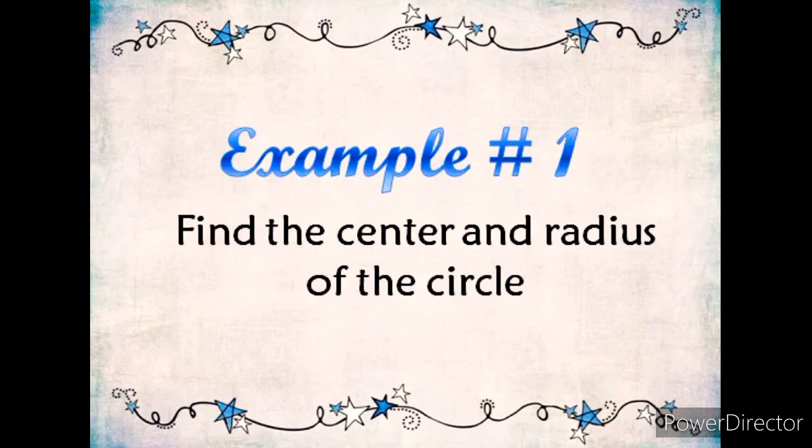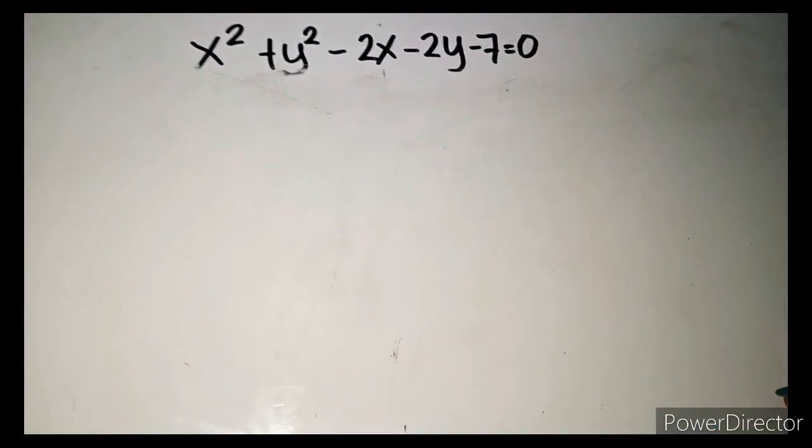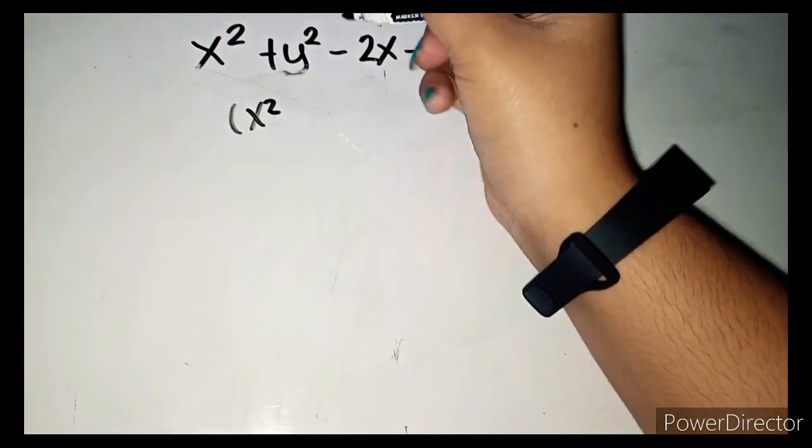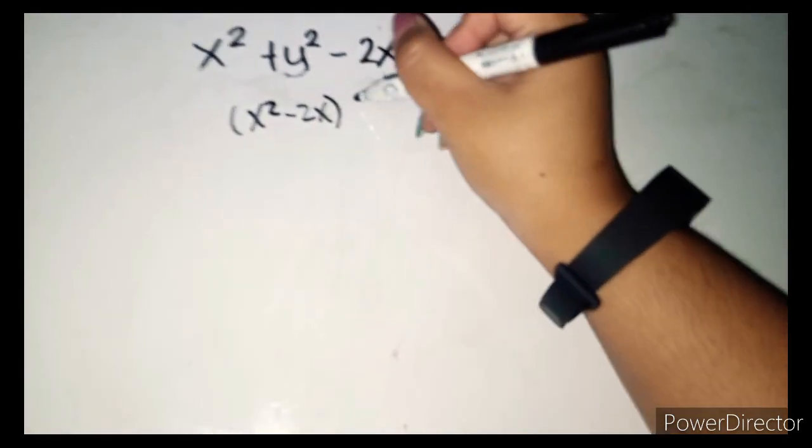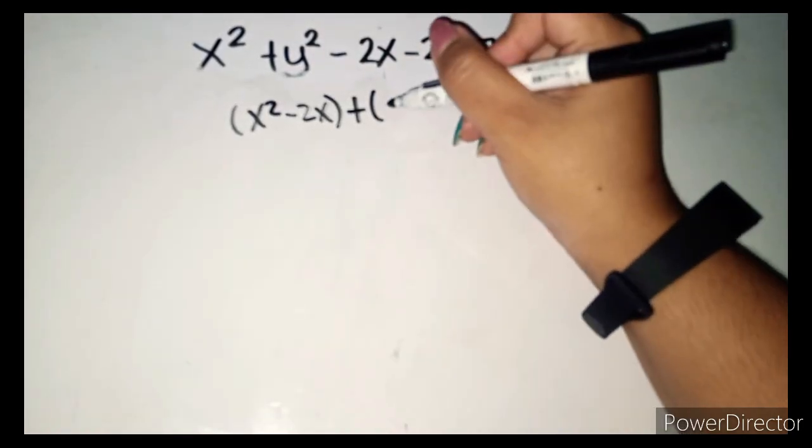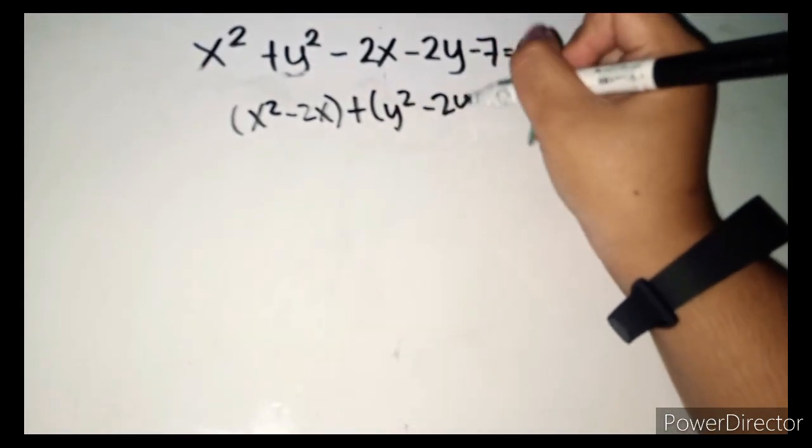We need to find the center and the radius of the circle. Okay, so let's have an example. We have x squared plus y squared minus 2x minus 2y minus 7 equal to 0. So first thing we do is we need to isolate those who have the same variable. So ikukulong natin sila or i-enclose natin sila sa parentheses. Okay, so unahin natin yung x. So we have x squared minus 2x plus, so yung y naman, we have y squared minus 2y.